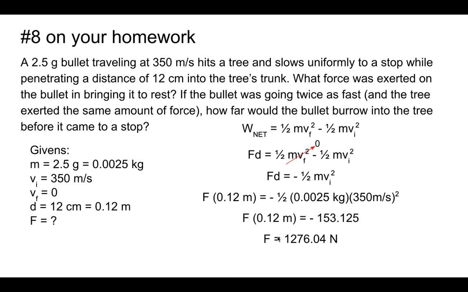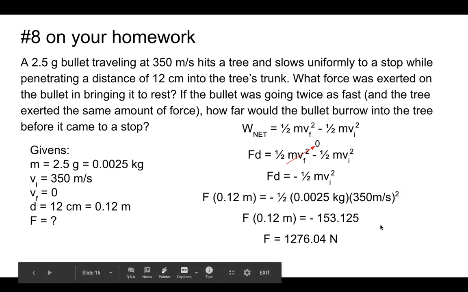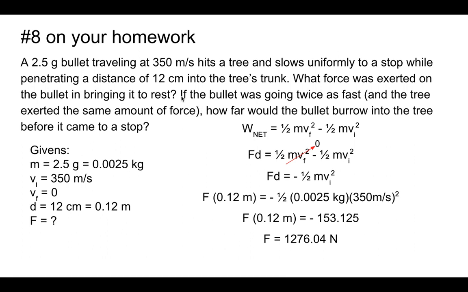The reason this should be negative is that if the bullet is going in the positive direction, the force of the tree is opposite the motion of the bullet in order to slow it down to a stop, right? It's like a resistive force, so that should be a negative force. That's our answer. Now the second part says, if the bullet was traveling twice as fast and the tree exerted the same amount of force, how far would the bullet burrow into the tree before it came to a stop?